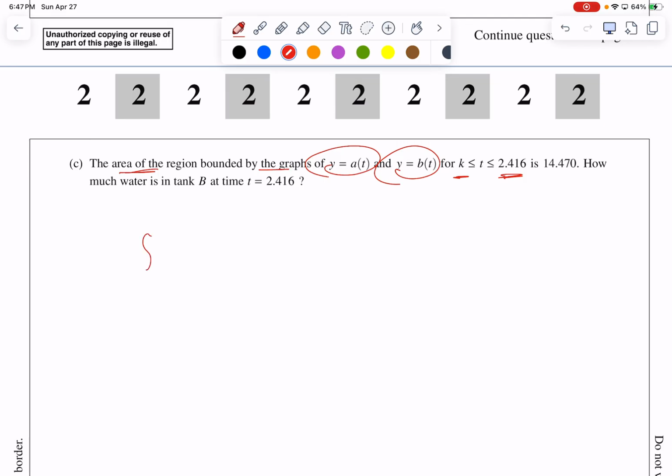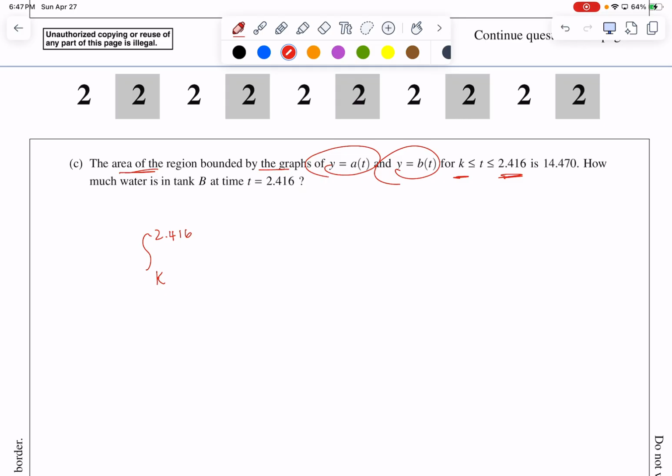So you go the area from K. You don't have to write K again because you already have K from part B. You already have it labeled. You never have to write K again. To 2.416. And then you're going to do, ready? Pay attention because we got to do the area under the curve.